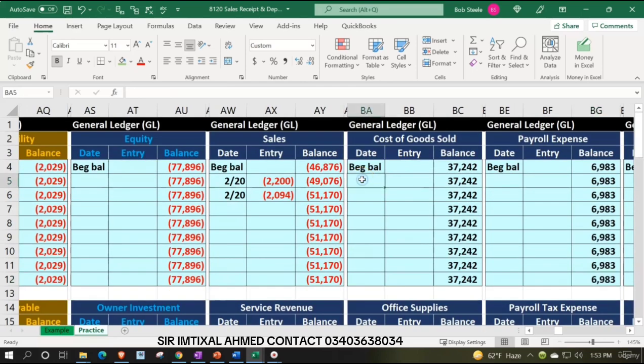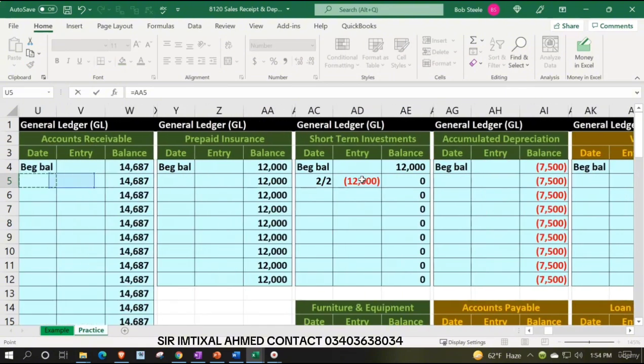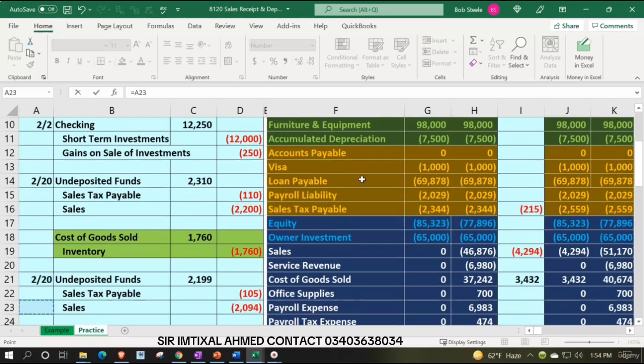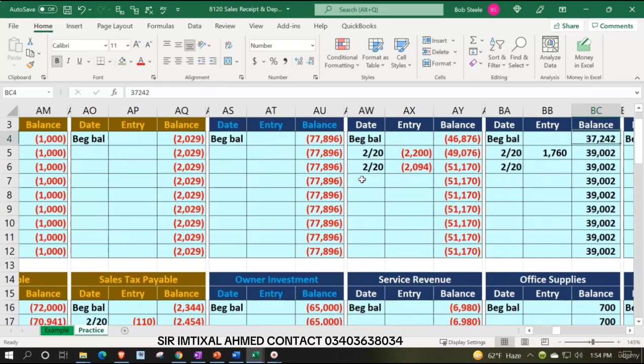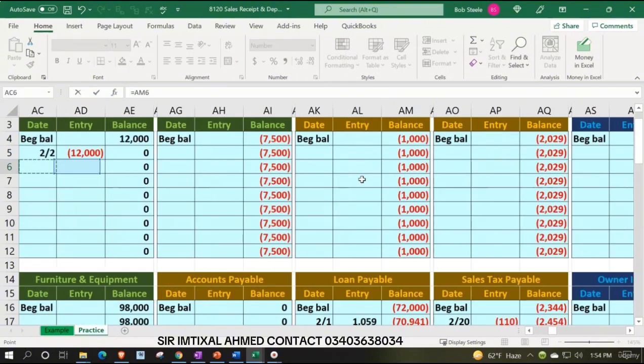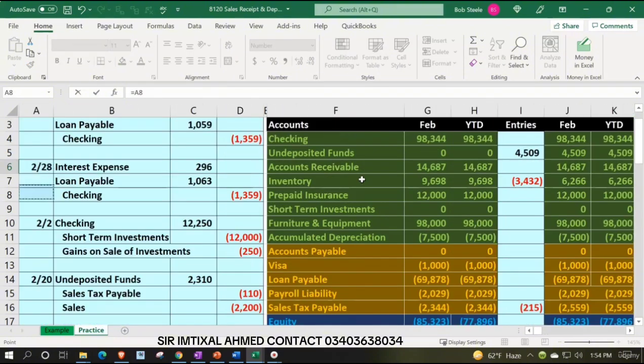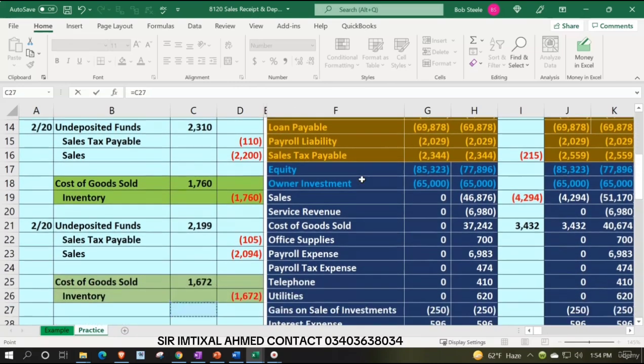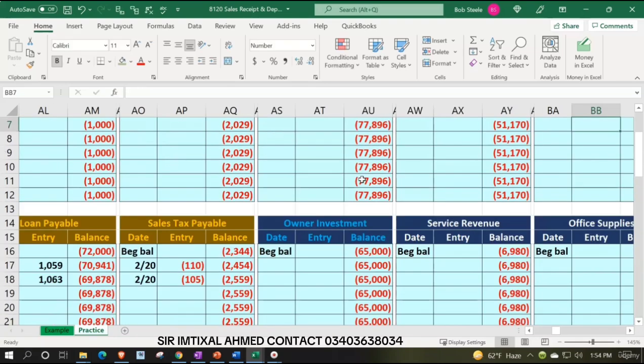Cost of goods that are sold. This is on 220. So this is on BB5 equals left to the wall, left to the wall down to the 1760. And let's do it again. So now we're on BB6 equals left to the wall. Scrolling down to the next one, we're on the lighter green 1672.